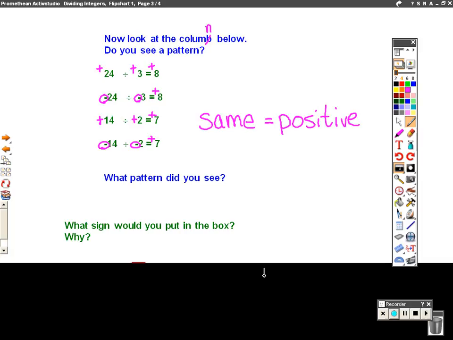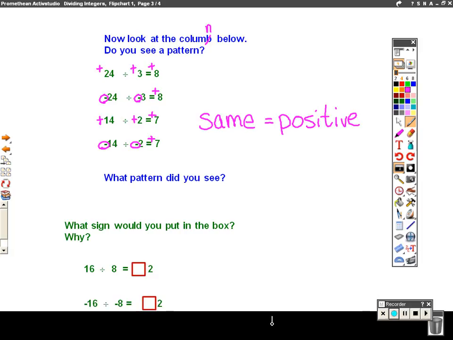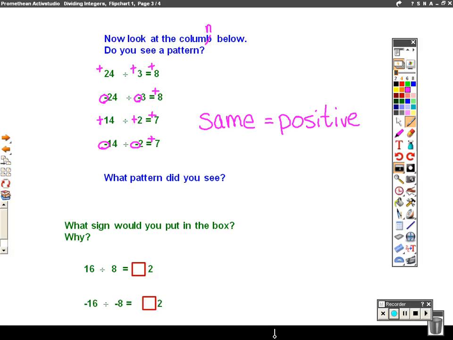Go ahead and give this one a whirl. What sign would you put in the box and why? This is interesting because it's somewhat of a trick question, because you could put a positive symbol in each of these boxes. Or you could say, wait, I don't want to put any sign in those boxes. And why? Because it's perfectly reasonable to write 16 divided by 8 equals 2, and negative 16 divided by negative 8 equals 2. It's just assumed it's a positive if we don't see a symbol in front.